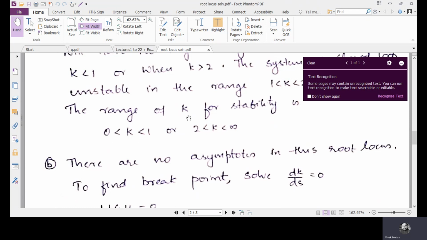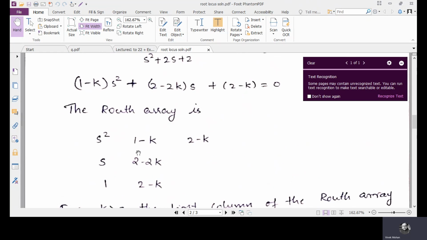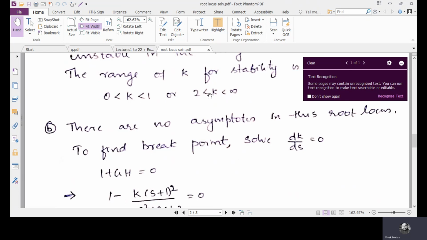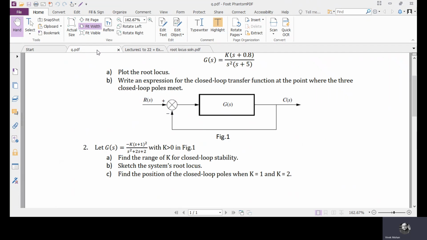The range of K for stability is either this one, 0 less than K less than 1, or what can be the second condition? If all are negative, you can form the Routh array with K minus 1, 2K minus 2, and K minus 2. Then K minus 1 greater than 0, 2K minus 2 greater than 0, K minus 2 greater than 0. In that case, you will get 2 less than K less than infinity. Okay. Now, going to the second part of the question.